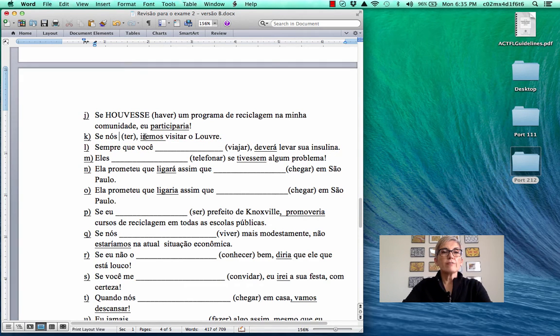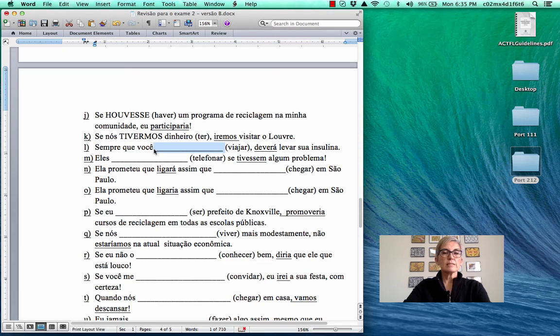Okay, so here you have future indicative. So here it has to be future subjunctive. So third person plural, tiveram, take out the ram and add. Então, se nós tivermos dinheiro. Oh, I didn't write the other part. Let's put dinheiro here. Se nós tivermos dinheiro, visitaremos o Louvre.